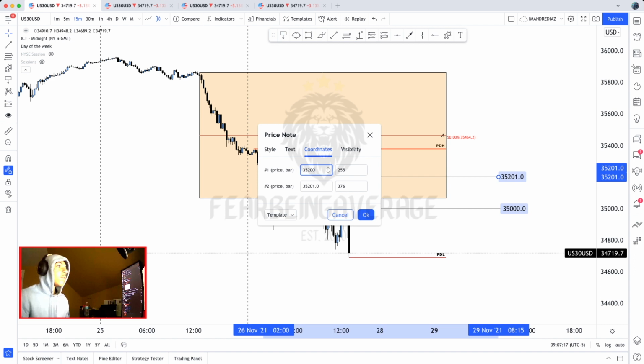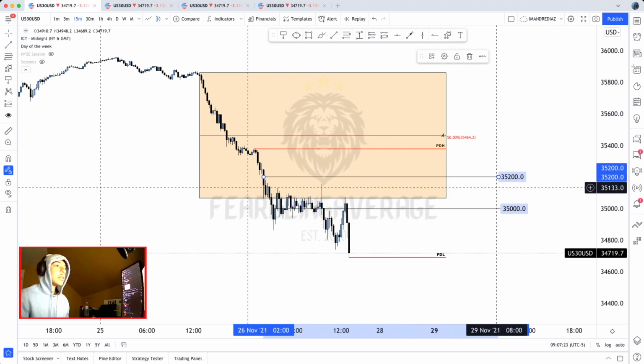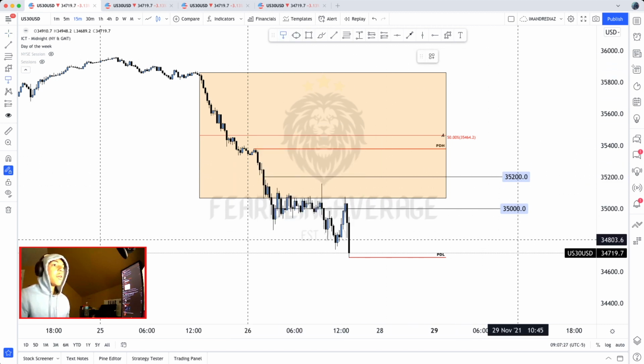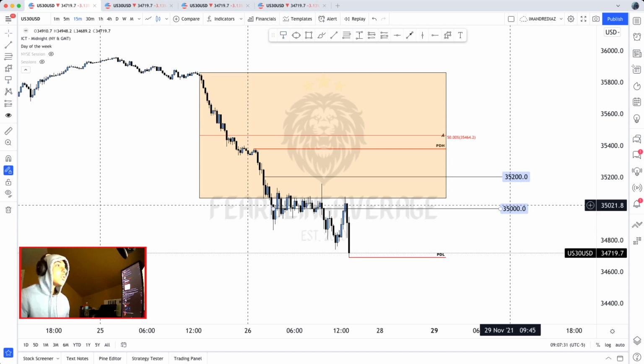We've got a 35,200 big figure level, which is also another level more than likely to have a form of reaction. So that's something we want to keep in mind. Then all the way down here, we have 34,800, which is another level that we want to be paying attention to.